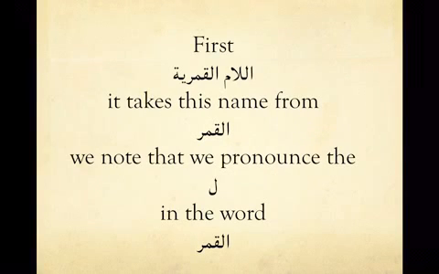First, Lam Qamariyyah takes its name from Al-Qamar. Notice that when we say Al-Qamar, I pronounce this Lam. Alif and Lam is an article that you add to a noun. Qamar is a noun by itself. It means moon. When I add Al at the beginning, it's like saying the moon. So we pronounce the Lam in the word Al-Qamar.